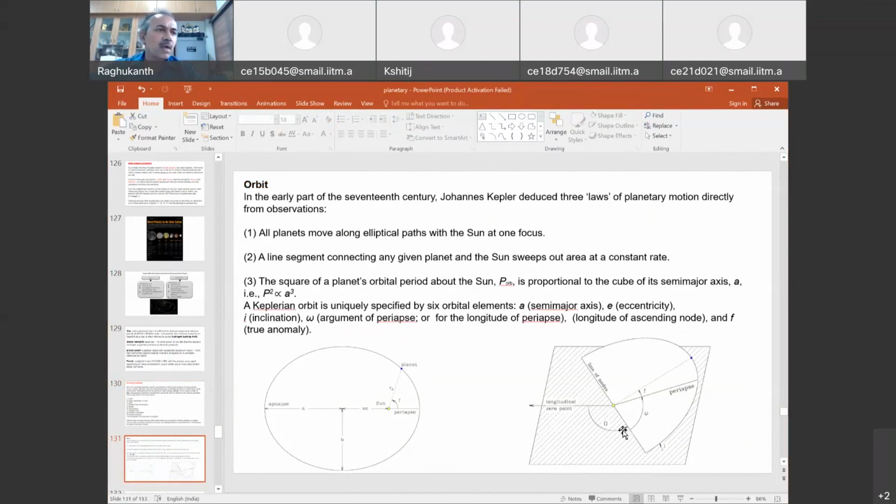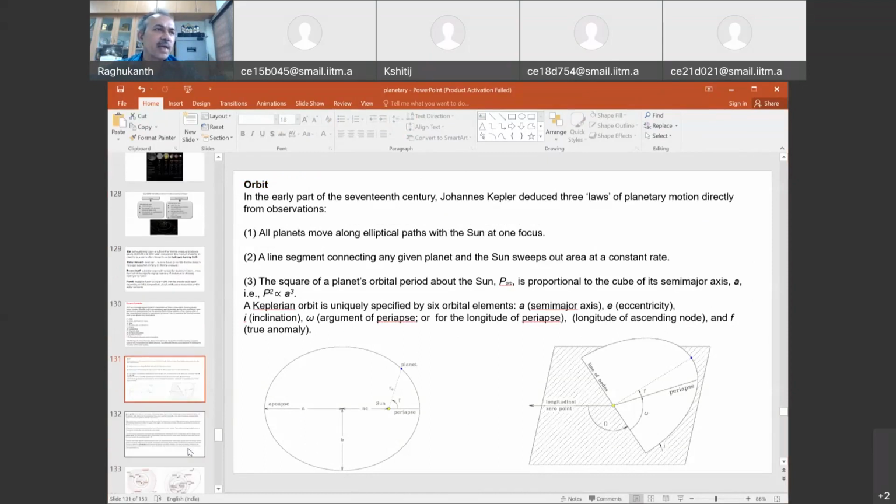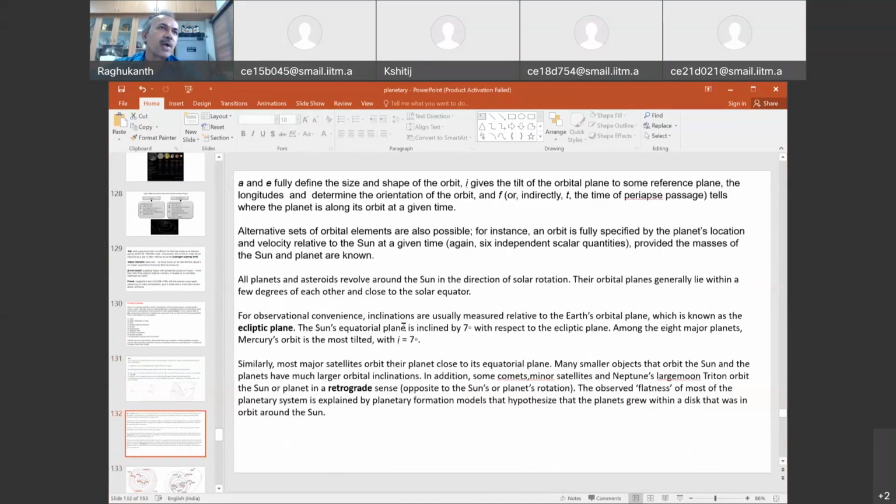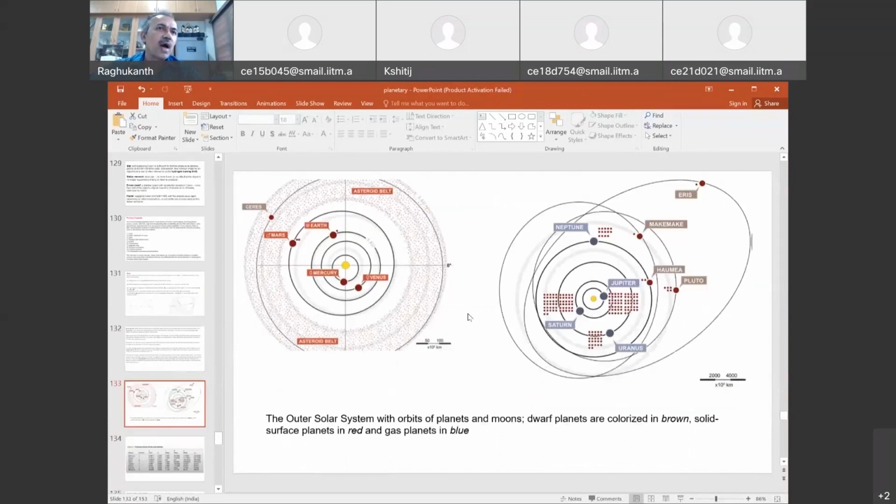If you want, you can read any astronomy textbook or celestial mechanics book. They will give you more details about this. As far as this course is concerned, if you know it briefly, that is more or less sufficient. So these are the numbers a and e, and orbital inclination. So you can see these are the orbits basically.